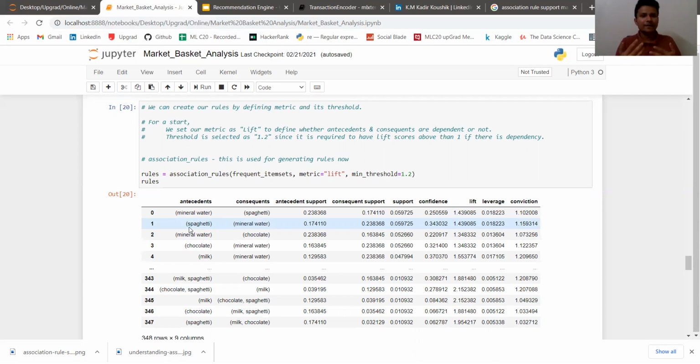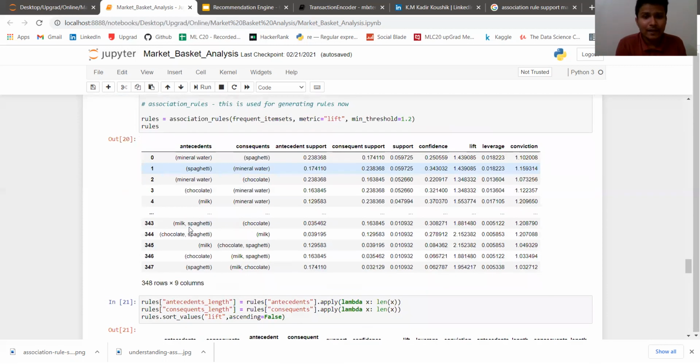The consequent is the chance of buying the next product given that product A is purchased. Let me explain it again: given product A is purchased, the antecedent, product B will be purchased, which is the consequent. So it is the consequence of the purchase of product A. I hope I could explain that. So we're giving a minimum threshold of 1.2 here.